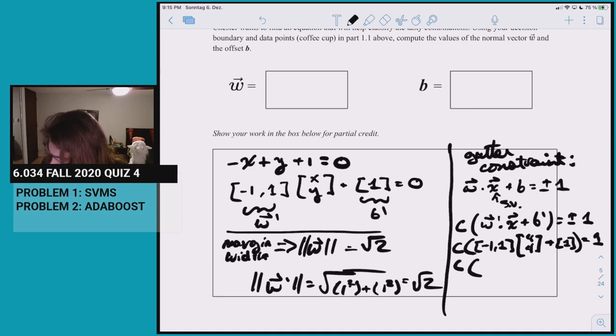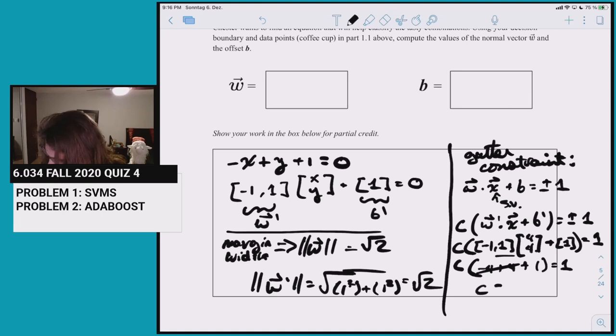This dot product, just a very quick refresher in case you're unfamiliar with linear algebra, ends up being negative 4 plus 4 because I multiply this 4 by this negative 1, this 4 by this positive 1, and then I sum them. Okay. Yeah, so this negative 4 plus 4 plus 1 is equal to 1. This obviously cancels out. And then C is equal to 1.